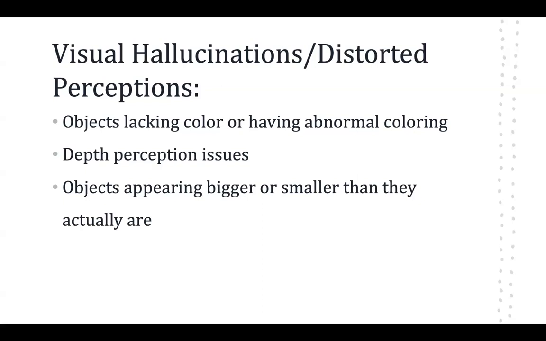Say they're driving, you want to know how far you are from the car in front of you. Somebody with depth perception issues may think that the car is farther away from them than it is, or closer to them than it is. And so that can lead to difficulties with driving, with balance, all of those things. And then also objects may appear bigger or smaller than they actually are. So that can be common with visual hallucinations or distorted perceptions.